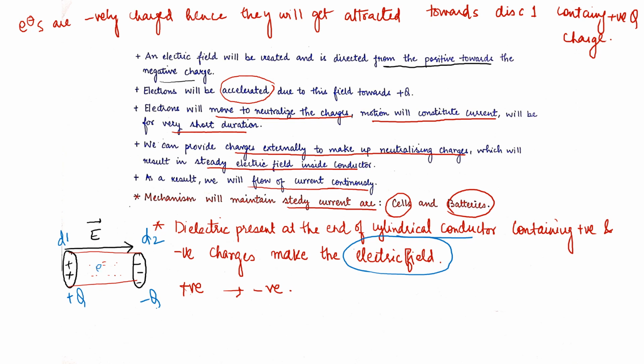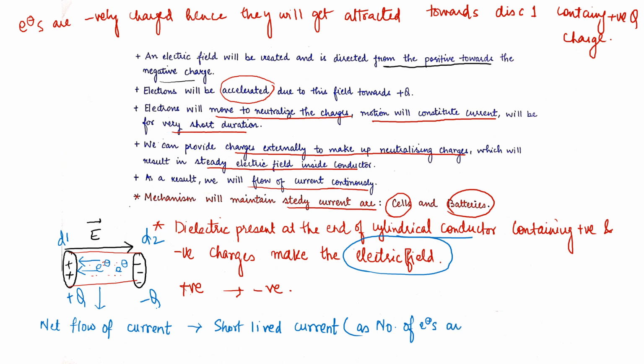Now inside the conductor were the electrons. These electrons, being negatively charged, started getting attracted towards the positive Q disc. So overall, there is a net flow of current observed. This current is short-lived, as the number of electrons is limited.